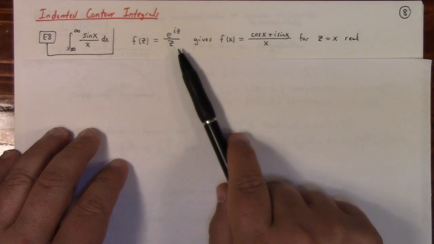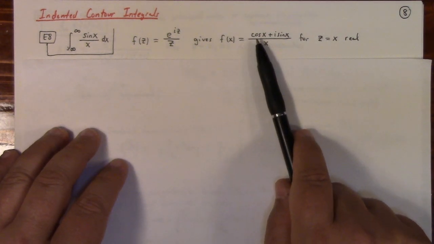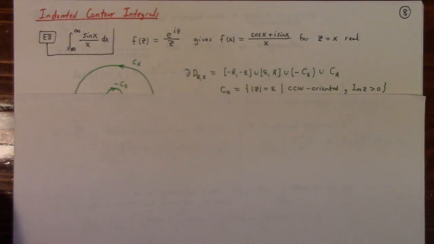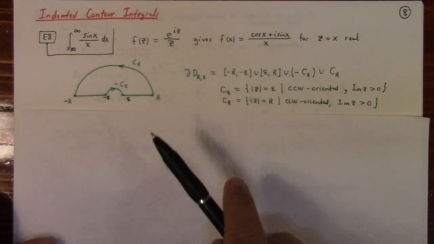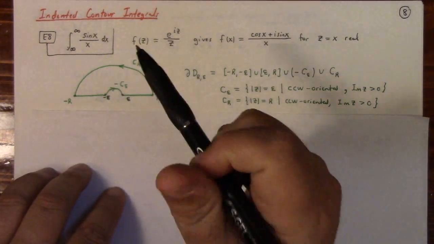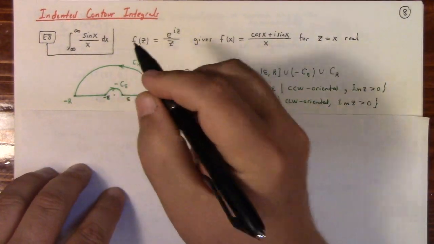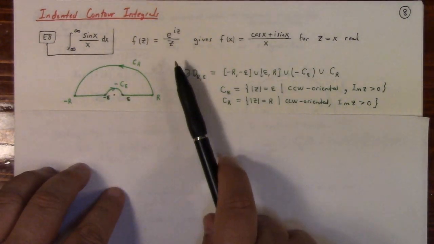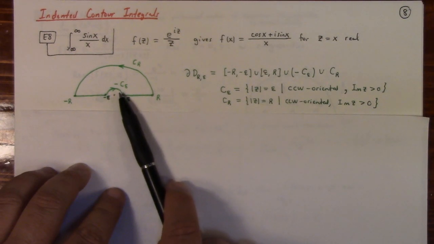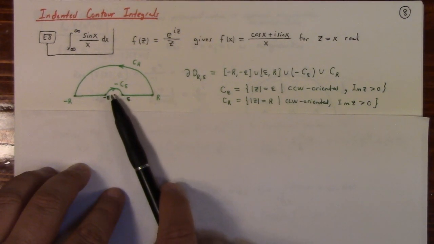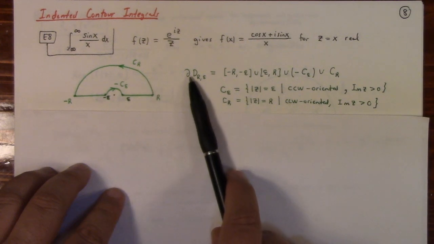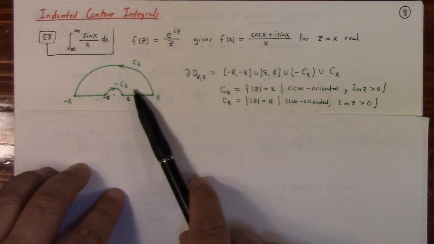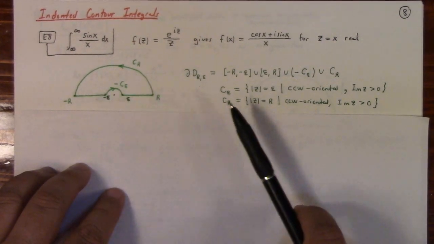So if e to the iz over z, right, that gives us f of x is cosine x plus i sine x for real z, z equal to x. And this is the indented contour, so we just take a little indentation around 0, right? 0 is a trouble spot. We can't just run through 0 because the function's not defined there, you know? So what we do is we just put a little loop around it, like that, a half loop actually. And so D r comma epsilon would be this entire half annulus, I guess.